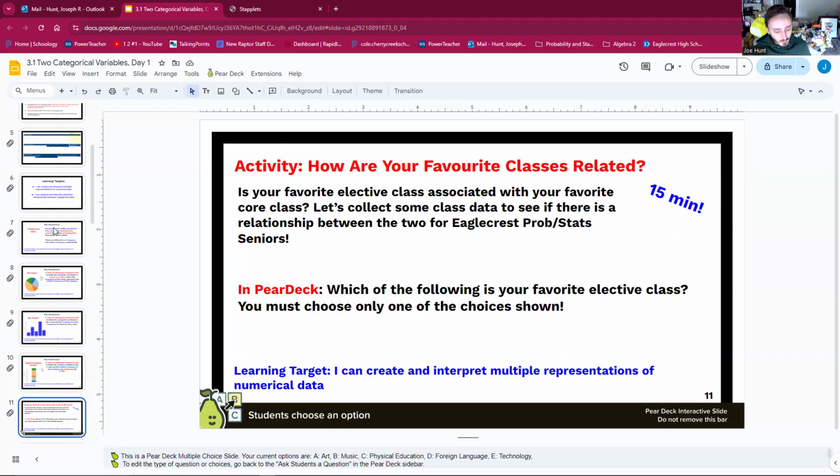So the activity that we're on is page 48 in our notes today. Page 48, section 3.1, two categorical variables. This first activity is called How Are Your Favorite Classes Related? What we're doing here is an exploration at first of a student's favorite electives class, and then their favorite core class, and then seeing perhaps if there's a relationship between those two things.